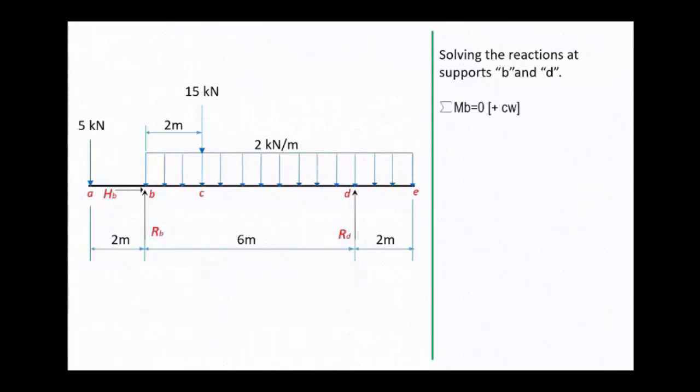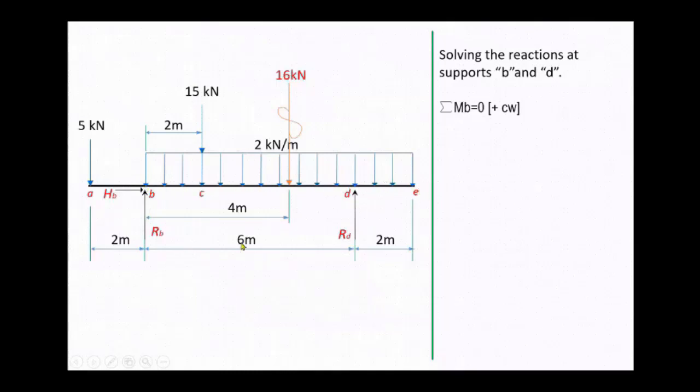First, we take a summation of moment at point B equals 0. We assume clockwise direction positive. At point B, we have the two forces, the horizontal and vertical components of the pin support. So we take moments at point B so that the only unknown force left will be R sub D, the vertical component of the roller support, so that we will be able to solve the value of R sub D.